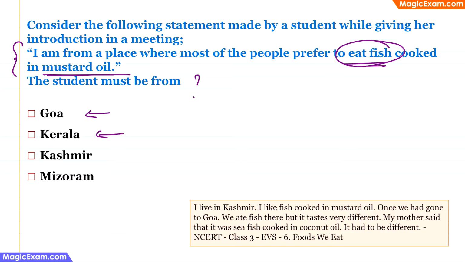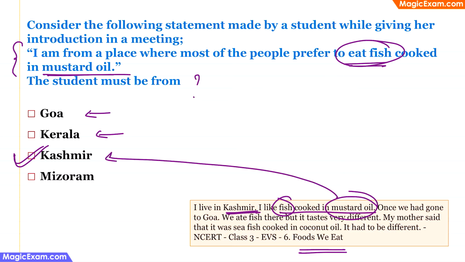However, this question has been taken from class 3 EVS, foods we eat, where it is mentioned that I live in Kashmir. I like fish cooked in mustard oil. Therefore, the correct answer here is Kashmir. So, when you think of fish and there is also a mention of mustard oil, then you should be able to identify that the correct answer is Kashmir.